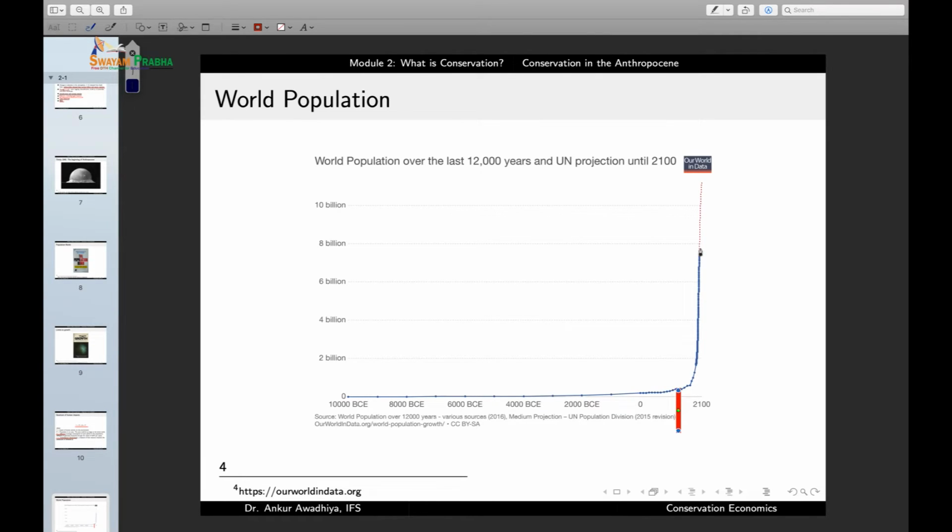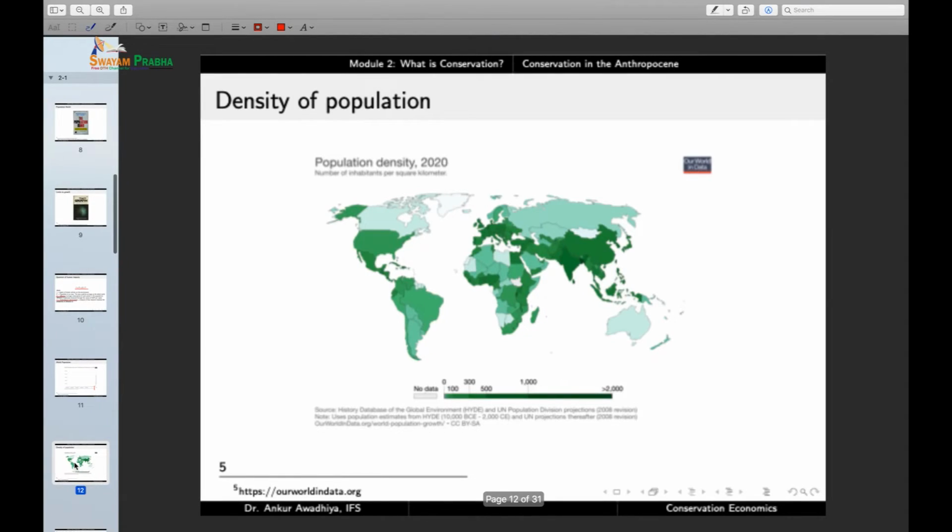And in the next few years, it will reach somewhere near 10 billion. Currently, we are around 7 billion. So the world population has been increasing very fast. So the P component of I is equal to P into A into T has been increasing, and the rate of increase has also been increasing. So it is now an exponential increase in population.